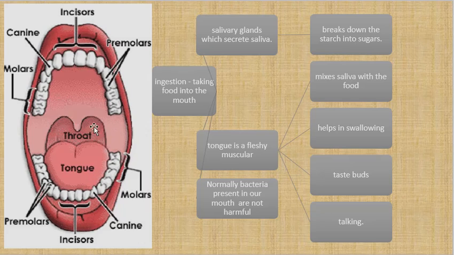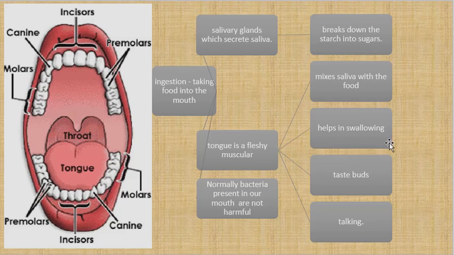Then the tongue, the muscular organ, has taste buds that tell us what taste it is. According to the taste bud, suppose it is very hot and spicy, then the taste bud will tell you, okay, you have to get some water to dilute it. And then the tongue mixes the saliva with the food. Saliva, where do you get it from? The salivary glands of the mouth. It breaks down starch into sugar, and it is mixed with the food by the tongue.